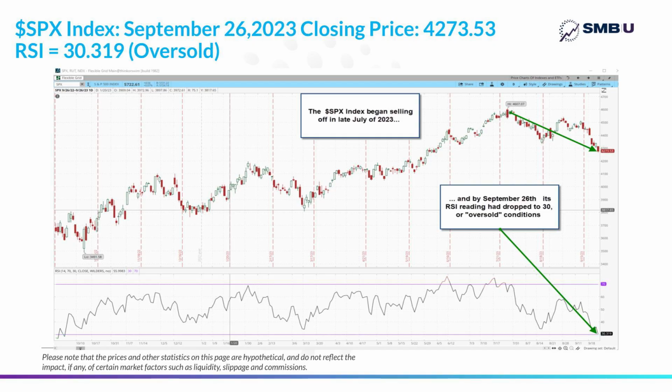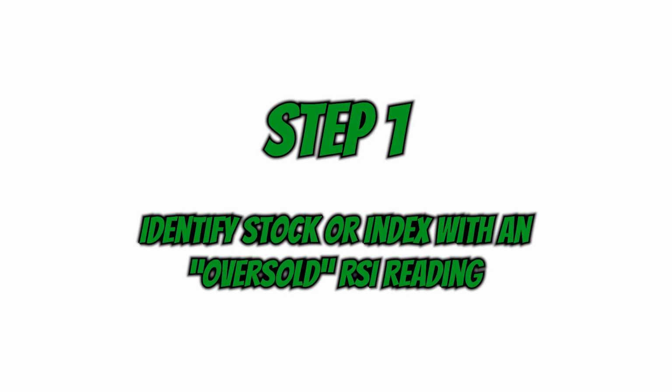And so, believe it or not, we've achieved step 1, which is to find a stock or index which is in oversold conditions according to the RSI indicator. Once you've identified an oversold situation, then we can move on to step 2. And let's show you exactly how to do that.